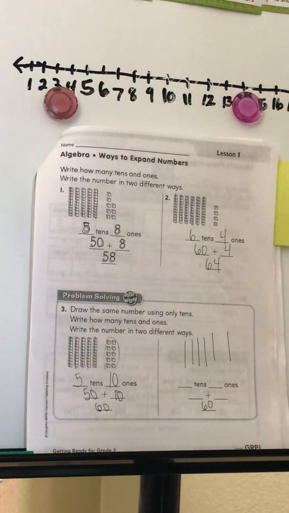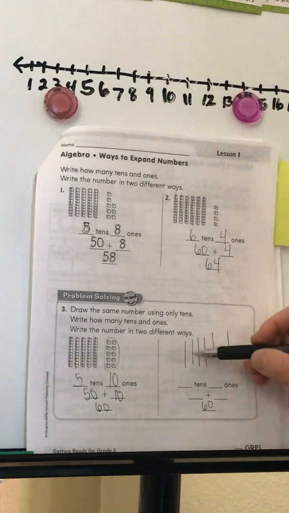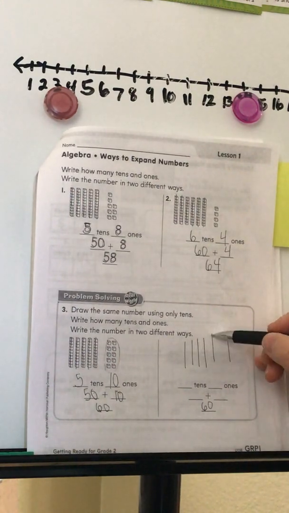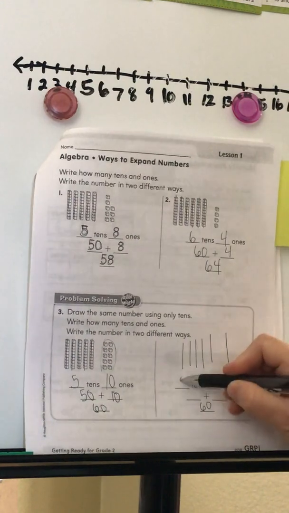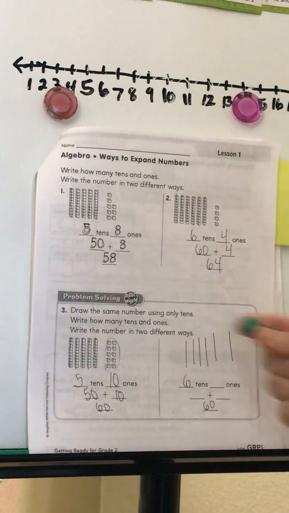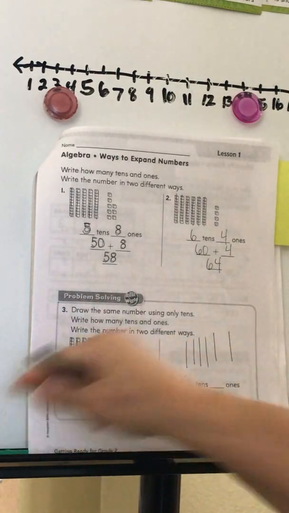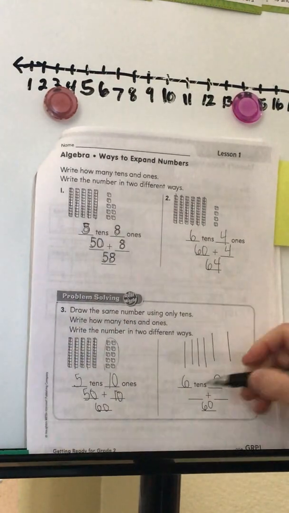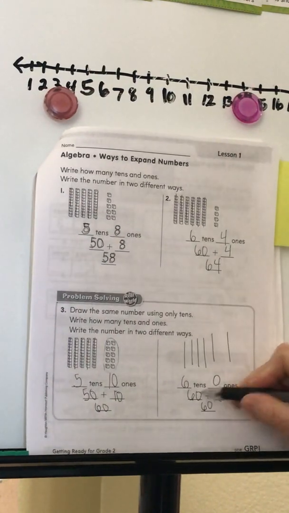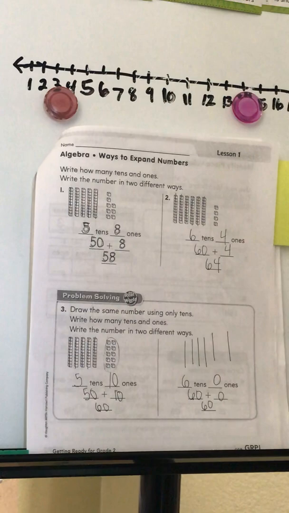Okay, so this time how many tens do we have? Let's count all of our tens. 1 10, 2 tens, 3 tens, 4 tens, 5 tens, 6 tens. And how many ones do we have? I don't see any circles, so that means 0. Okay, so 6 tens is 60, 0 ones is 0. What's 60 plus 0? Is 60.